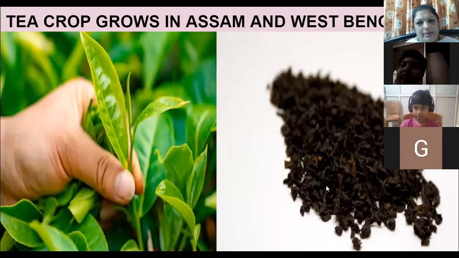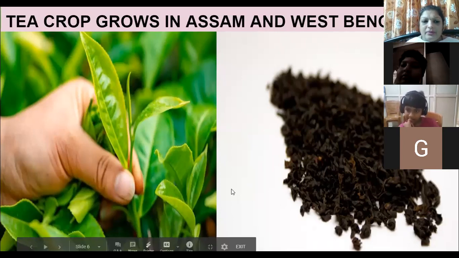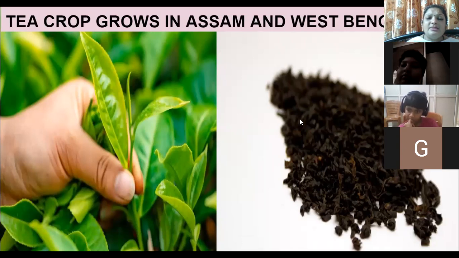So this is how tea crops are handled. It's grown in Assam and West Bengal, but we are all drinking tea all over India. Why? Because it is exported to different states of India. And how is it exported? Before that they dry the leaves, they pack them, and this is how they preserve it. Let's go ahead.